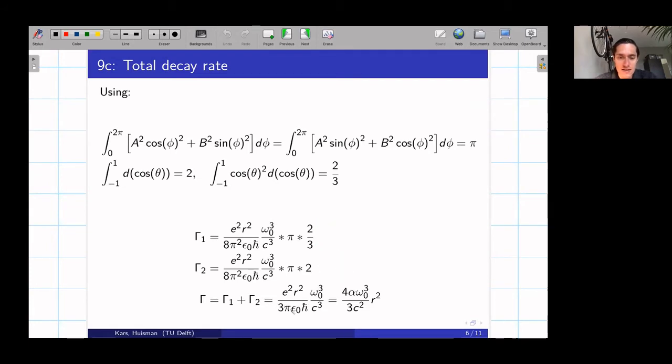And if you add these, then here is written down the answer. You can maybe simplify this further to this form. So you have 4 alpha omega 0 to the power of 3 divided by 3c squared times r squared.